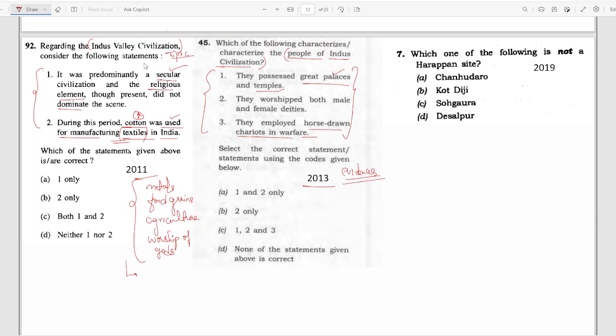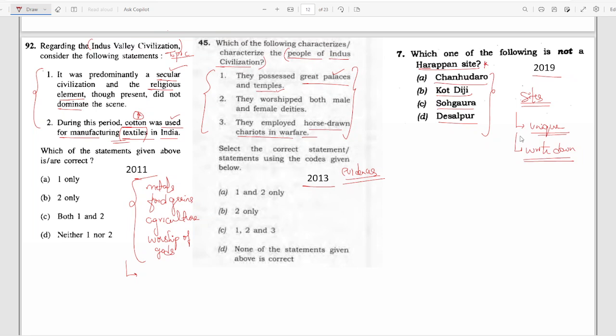Then, Indus Valley Civilization continuation, 2019: we have a question, which of the following is not a Harappan site? Harappan sites are important, and what were the unique features of these sites? For example, you have to read about all these 4 sites: Chanhudaro, Kotdiji, Sokhta Koh, and Desalpur. These are important sites. Even if it's not the correct answer, you have to go and learn and search about these places, and if there are any unique things about these places, you have to write them down in your notes.